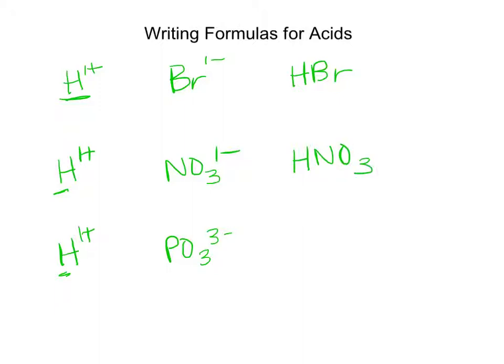Now this last one is where it starts to get a little tricky. Again, hydrogen has a 1+ charge, okay, and phosphite has a 3- charge. So I'm actually going to need 3 hydrogens to cancel out the charge in my 1 phosphite ion here. And so the way that I would write this formula, it would be H3PO3. So you need to make sure that you are balancing the charges just like you would on an ionic compound formula.